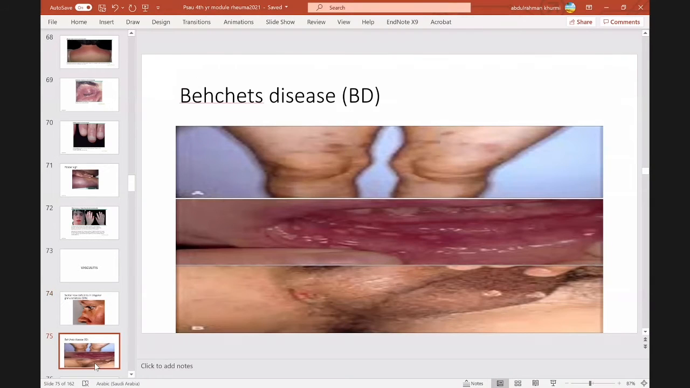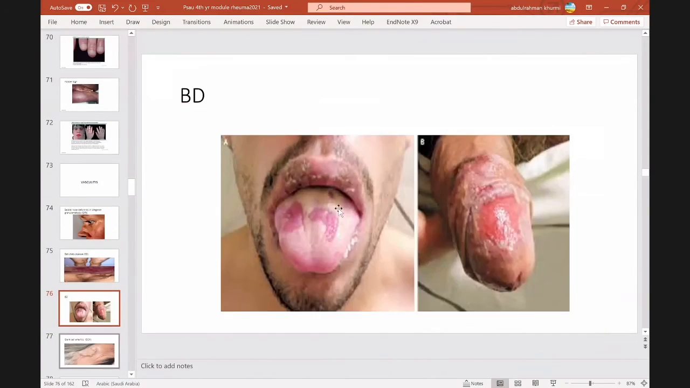And this is another disease called Behcet disease. Do you know about it? Yes, it comes in the eye. Mouth ulcers, genital ulcers, and other manifestations like eye inflammation, retinitis, joint diseases, and others, and skin manifestations. Okay?